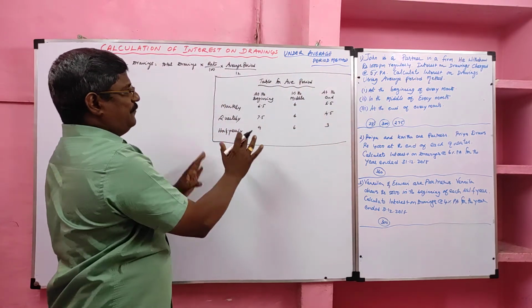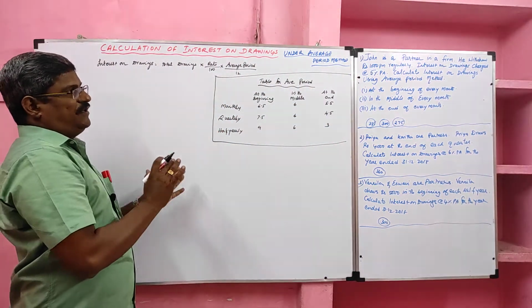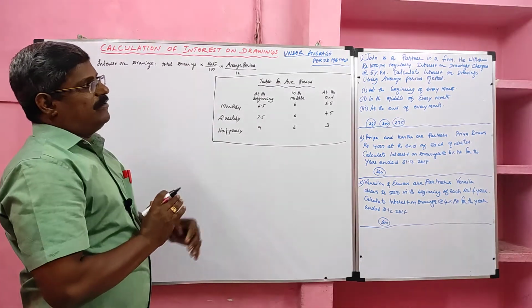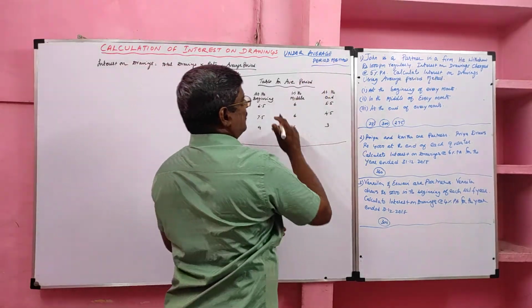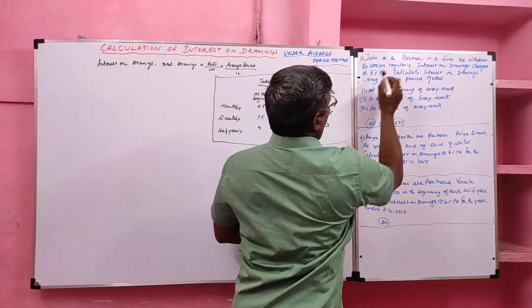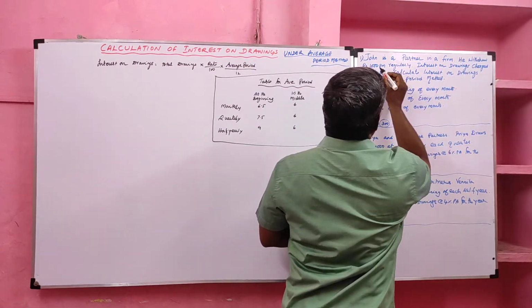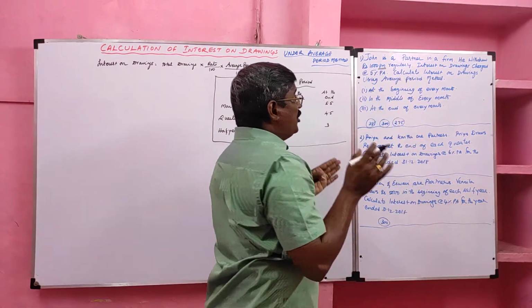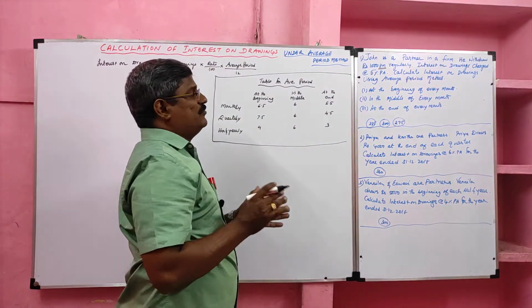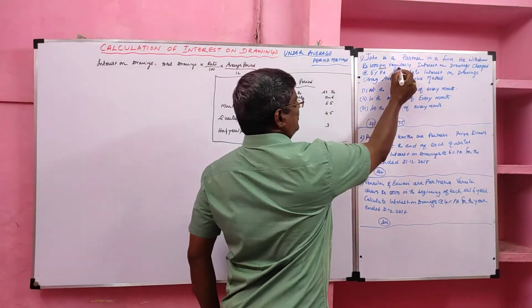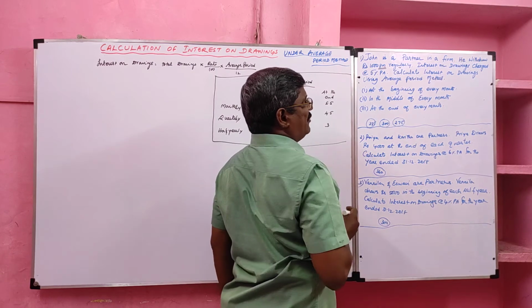This is very important. If you are thorough with this, you can solve the problem easily. Yes. Look at the first sum. John is a partner in a firm. He withdrew 1,000 per month. So every month he is drawing 1,000 regularly. So since it is regular, we are using average period method.